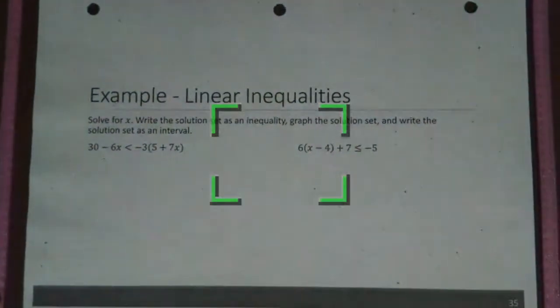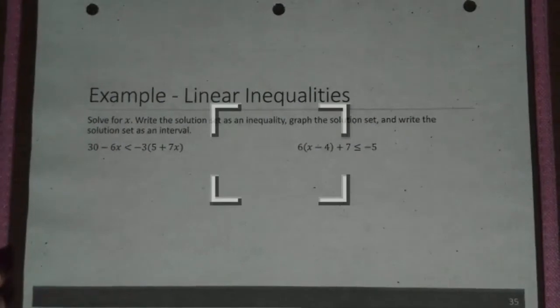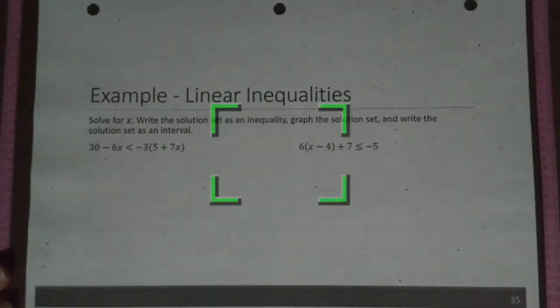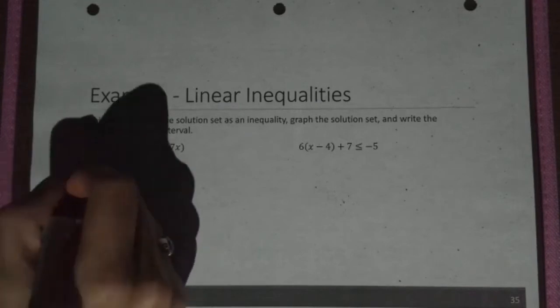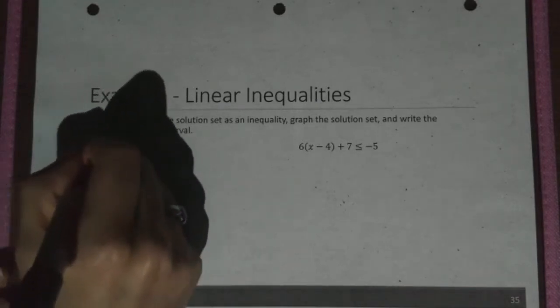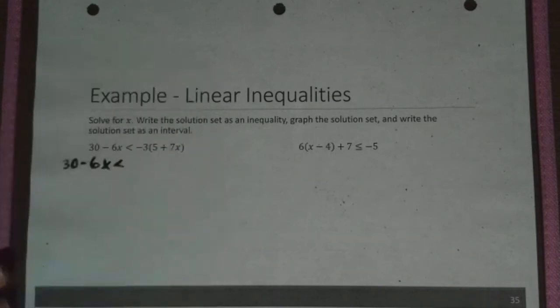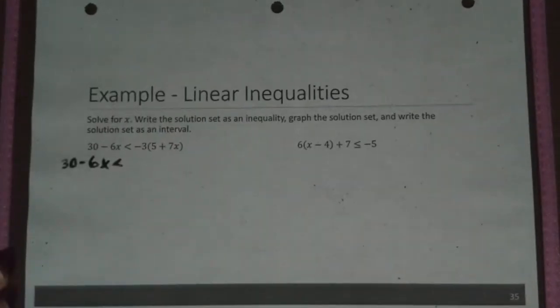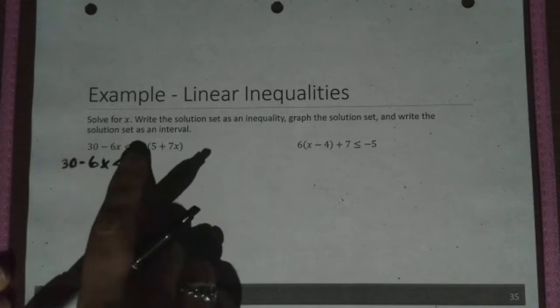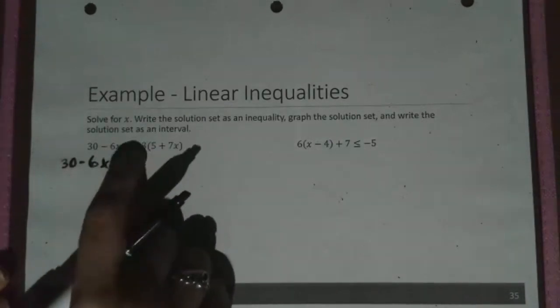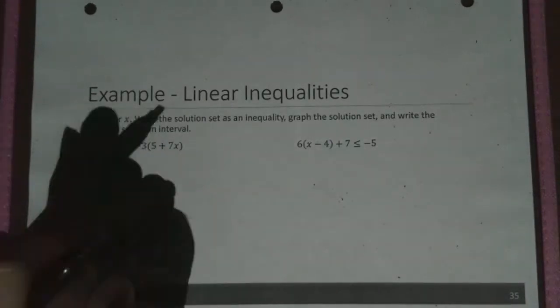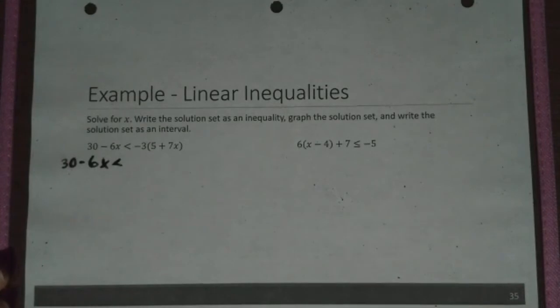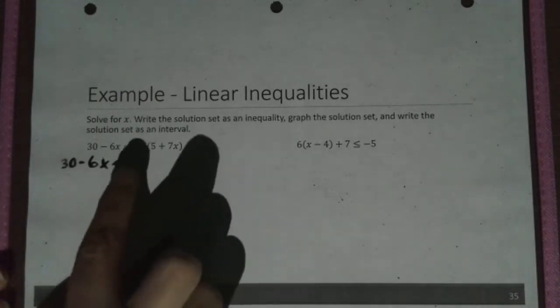Now we're going to work on some that are a little bit more complex. We have 30 minus 6x is less than -3 times the quantity 5 plus 7x. I'll start by distributing. 30 minus 6x is less than. Now I'm multiplying by -3. However, I'm not multiplying both sides by -3. I'm just distributing. I don't flip the sign unless I multiply or divide both sides of the inequality by a negative number. Since I'm distributing, the sign stays the same.